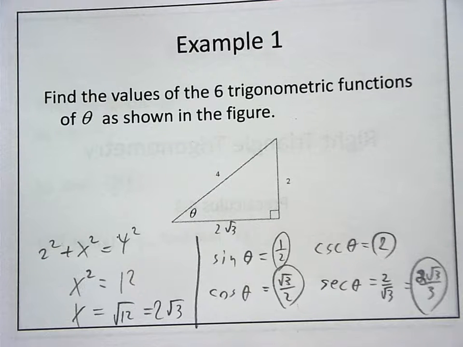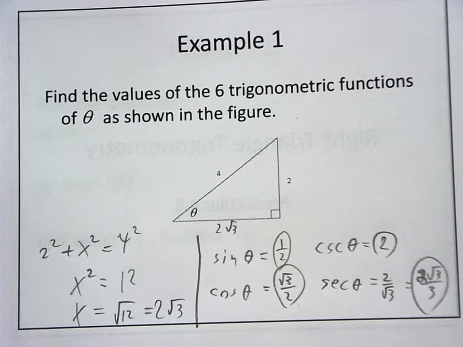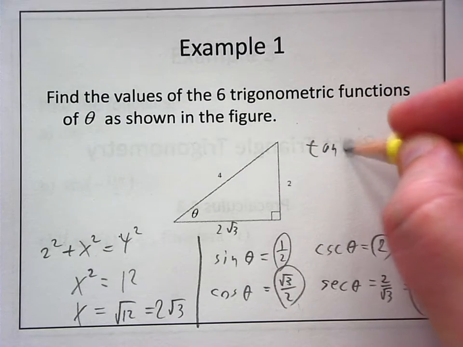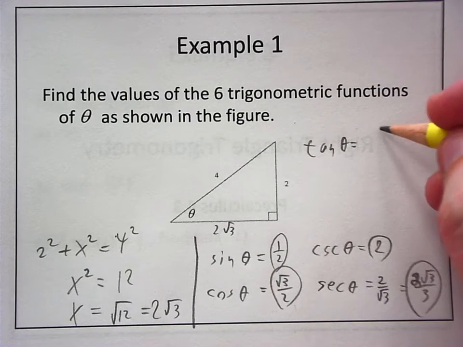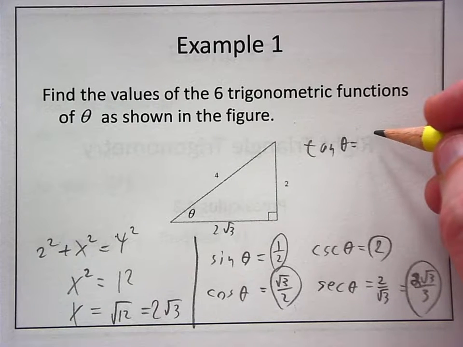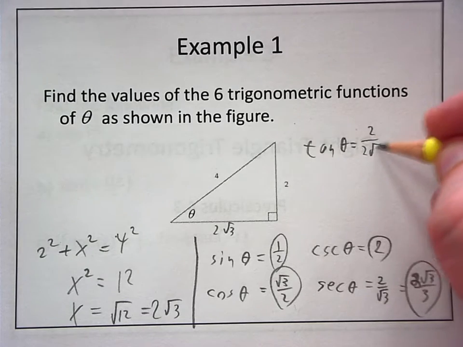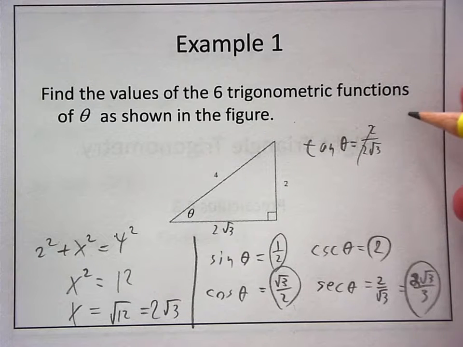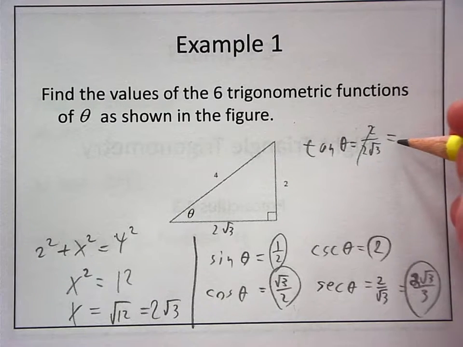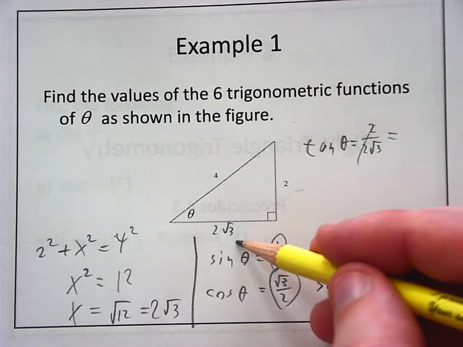Wait, it said 6. What are the other 2? Tangent, cotangent. For tangent of theta, you're going to have what over what? Opposite over adjacent. In this case, you get 2 over 2 root 3, and the 2's cross off. 1 over the square root of 3 can't be left that way, so when you rationalize, it becomes square root of 3 over 3. Because remember, opposite over the adjacent, right?